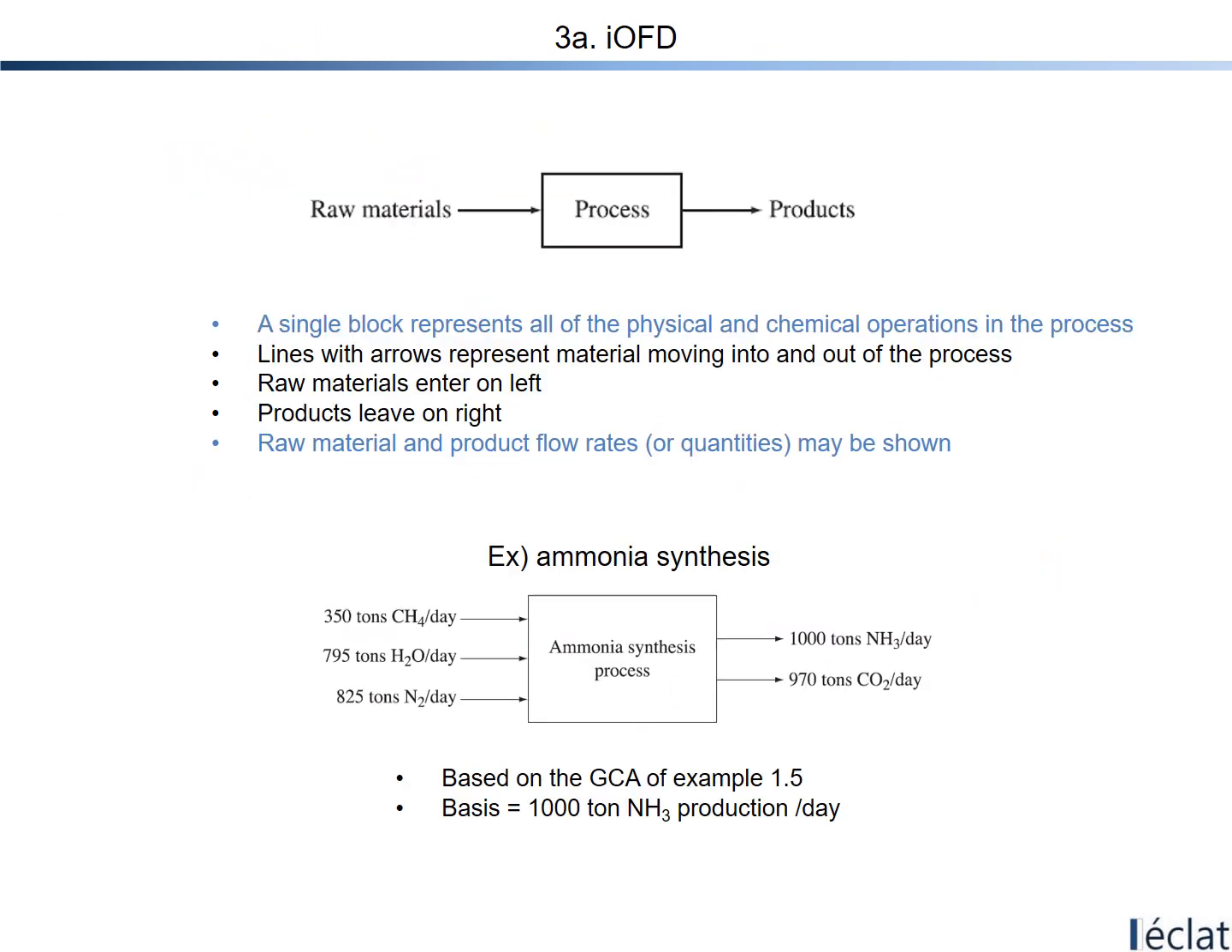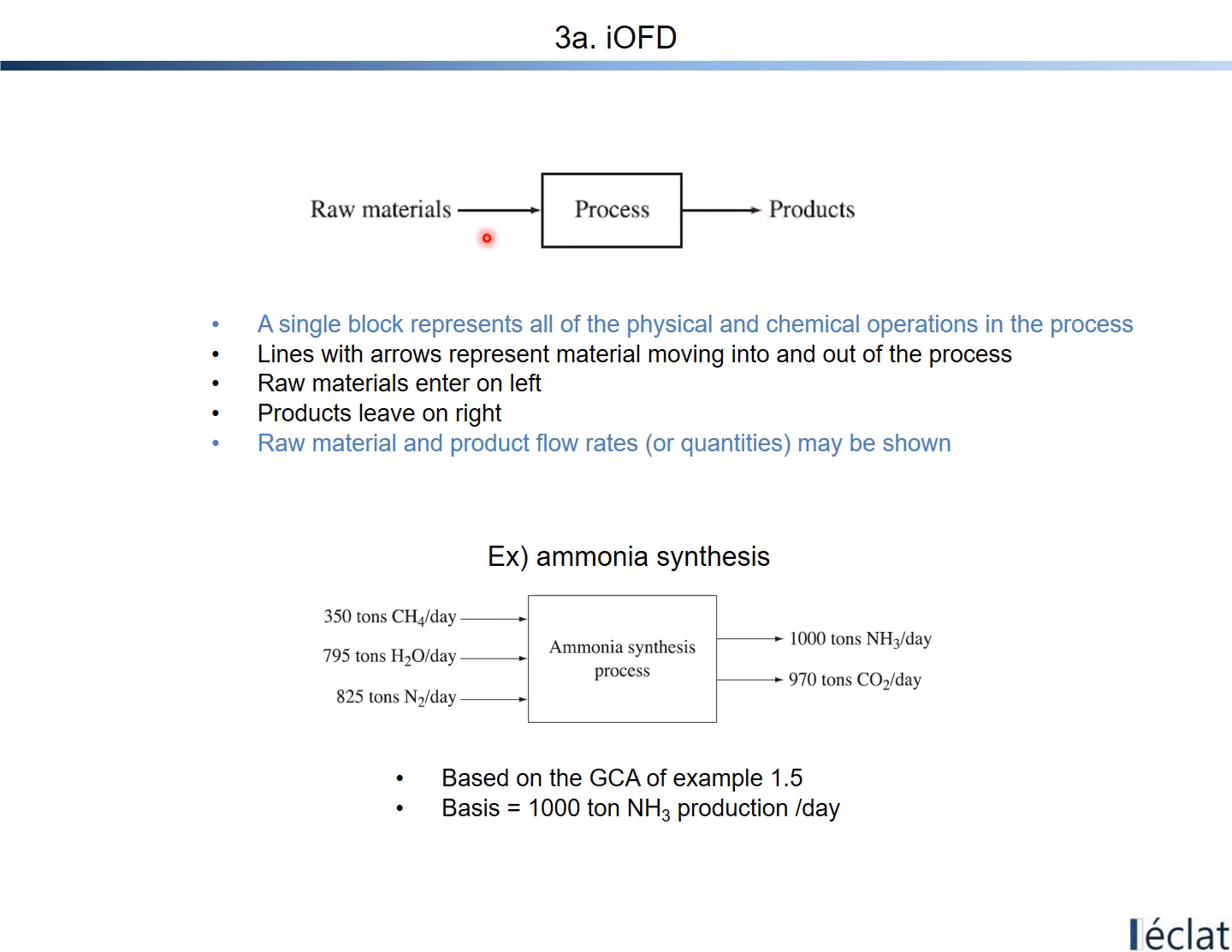Okay, then here is the input-output flow diagram, shortly IOFD. I'd like to give you a more detailed explanation about each flow diagram from now on. IOFD has only a single block presenting all of the physical and chemical operations in the process. So we should have a single block, and then lines with arrows represent material moving into and out of the process. So input is introduced into the process, and the output or product is going out of the process.